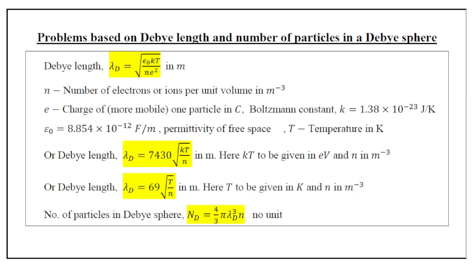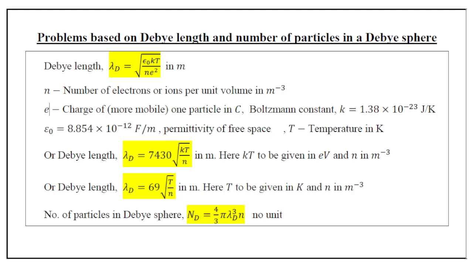But if we take a collection of equally massed positive and negative charges, for example, a collection of electrons and positrons, or a collection of protons and antiprotons, then both of them are to be considered. In that case, n will be equal to the total number density of the charged particles, that is electrons plus positrons or particles plus antiparticles. And e is the charge of one particle, k is the Boltzmann's constant, epsilon 0 is the permittivity of free space, T is the temperature in Kelvin.